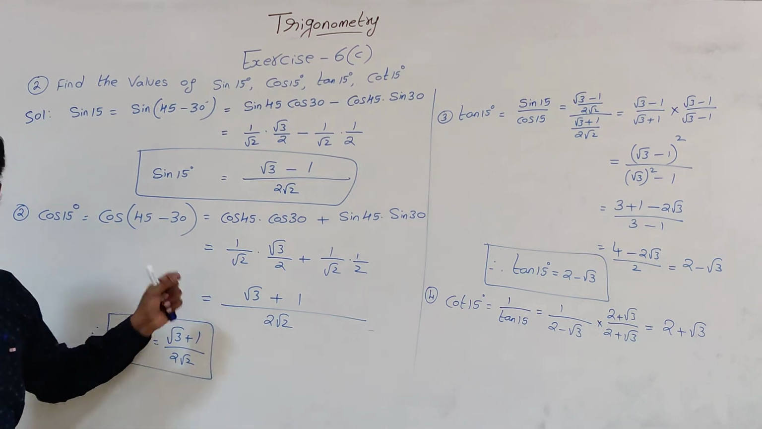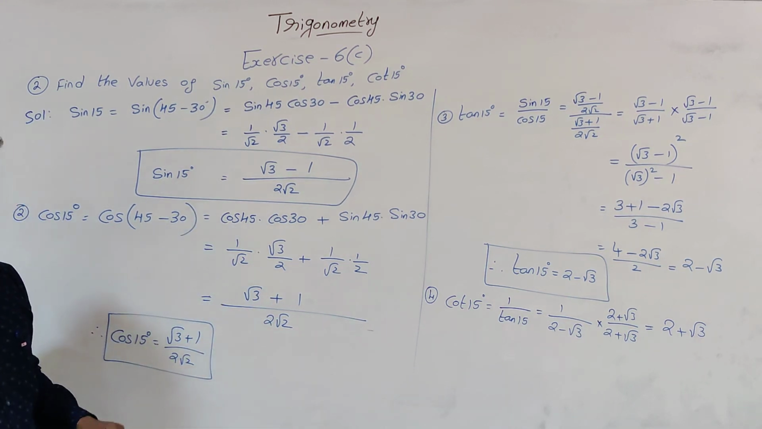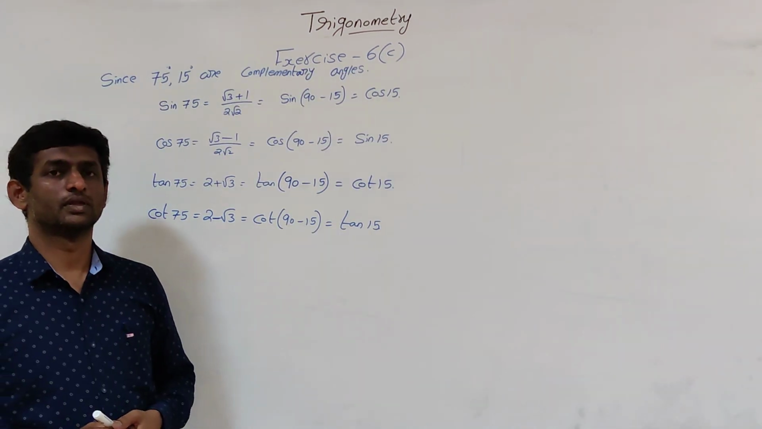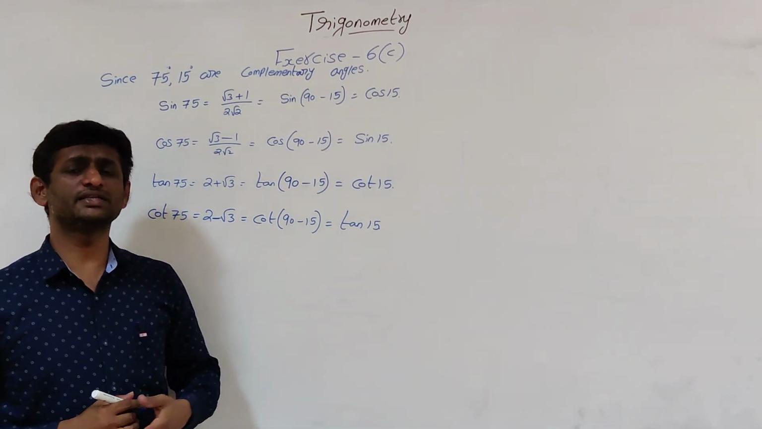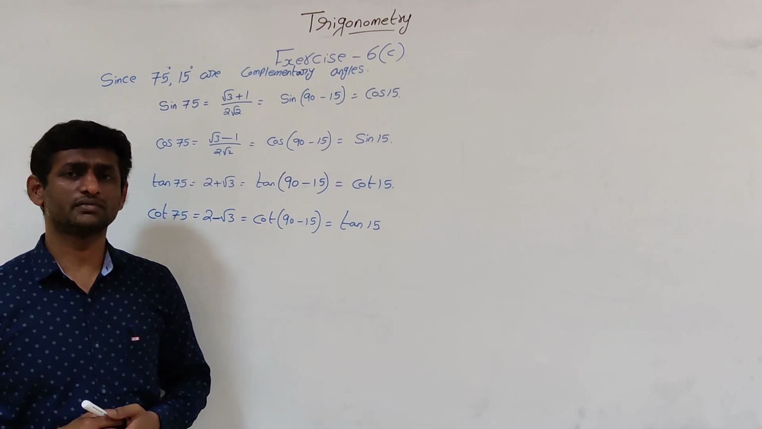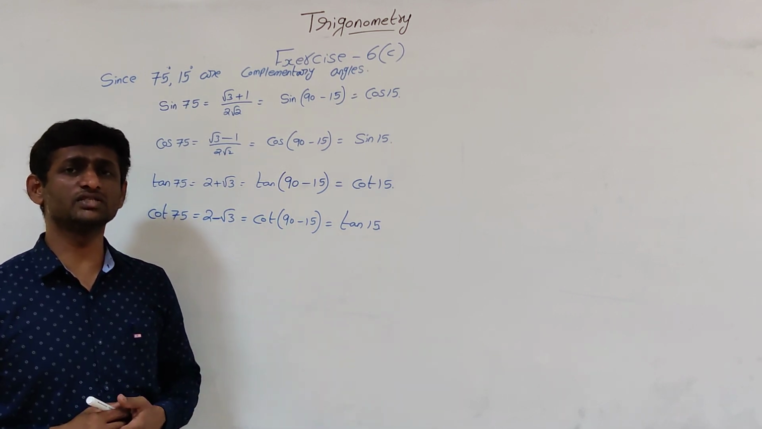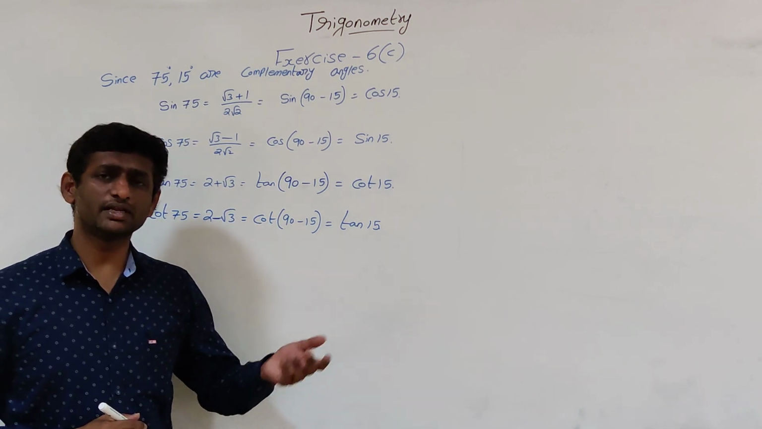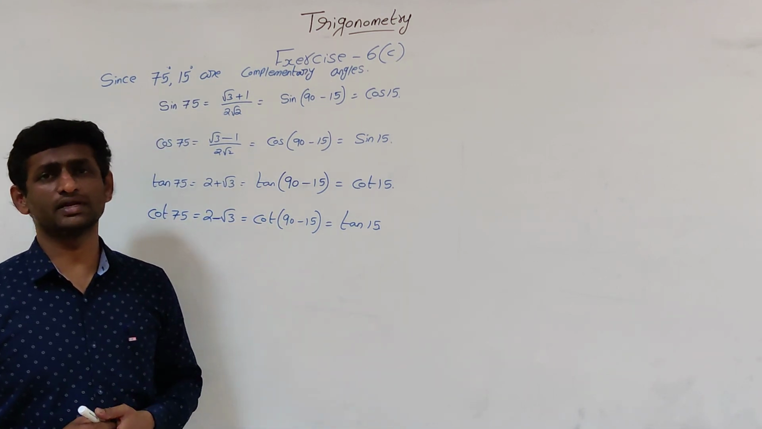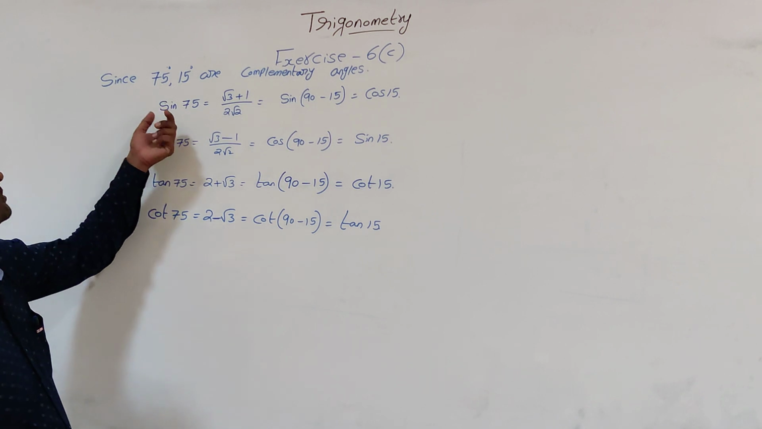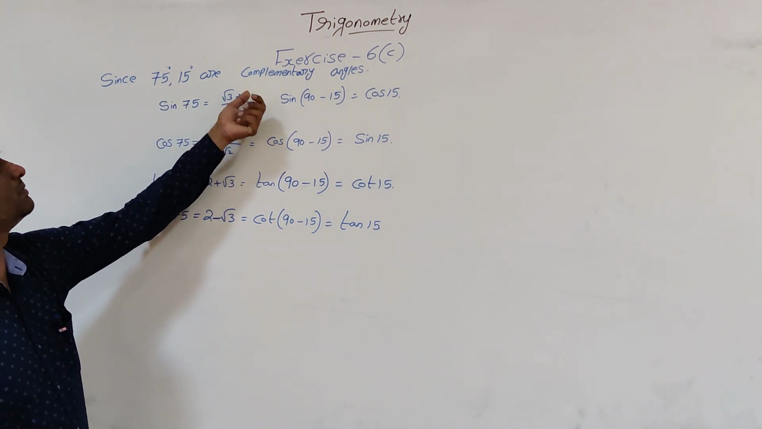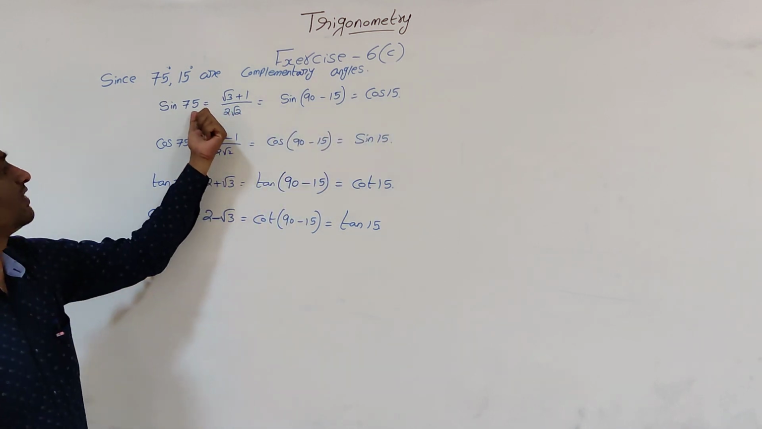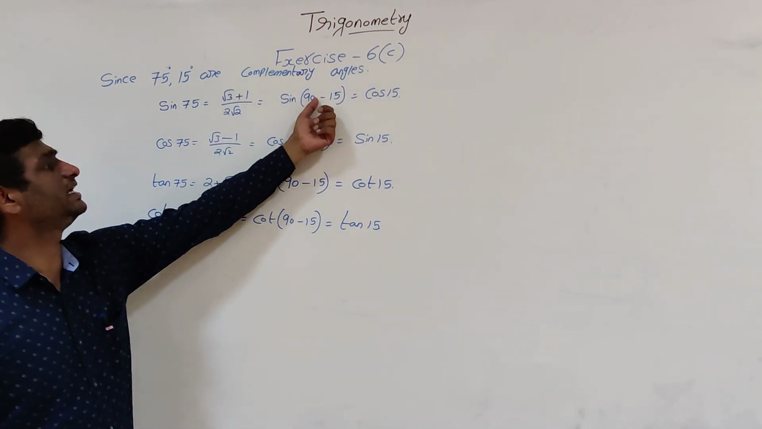In short, as we know, 75 degrees and 15 degrees are complementary. Means if we add two angles, we'll get 90 degrees. Means 75 can be written as 90 minus 15 or 15 can be written as 90 minus 75. Now, say sin 75, the value root 3 plus 1 by 2 root 2, is same as cos 15. Because 75 means sine of 90 minus 15.